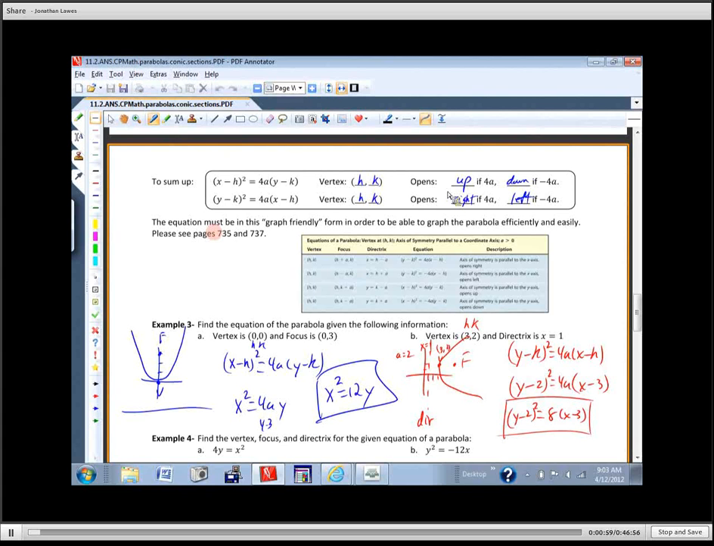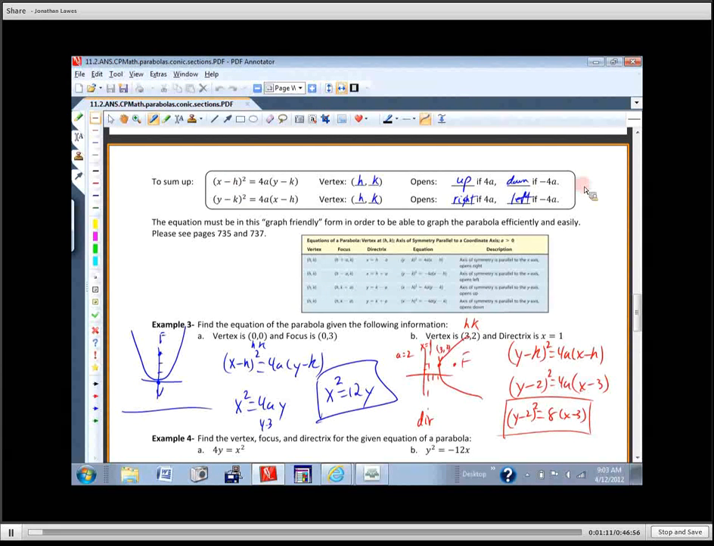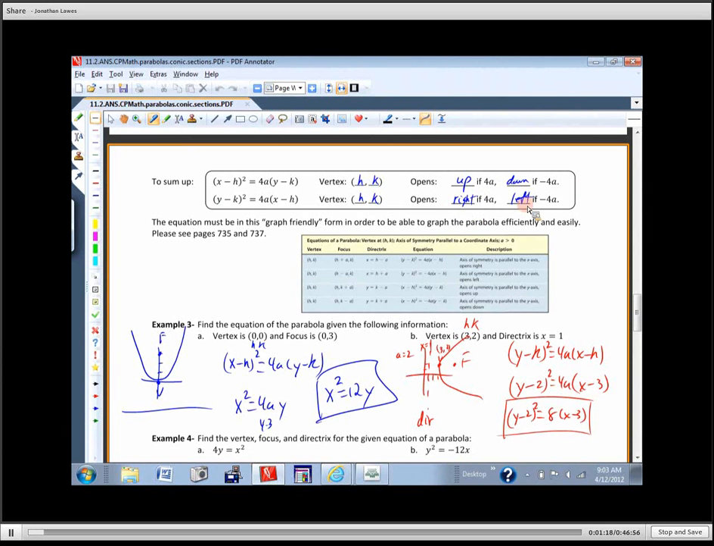Okay? And then the sign is going to tell us whether it opens right or left, up or down, that sort of thing. So if it's x squared, it either opens up or down. If it's positive, it opens up. If it's negative, it opens down. If the y is squared, it opens right or left. If it's positive, it's to the right, and if it's negative, it's to the left.